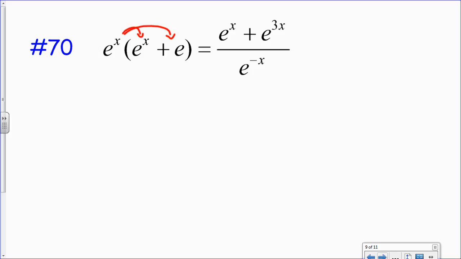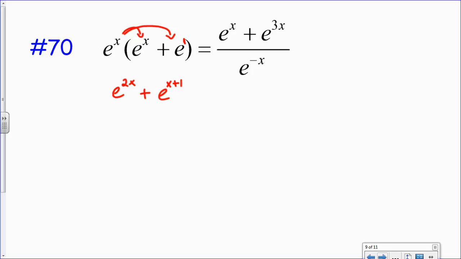So I'm doing e to the x times e to the x. So I'm multiplying a common base. So think about properties of exponents. If you multiply a common base, then you do what with the exponents? Add. Okay? So x plus x is 2x. And then that has a 1, so plus, so e to the x plus 1 is just x plus 1. Okay?